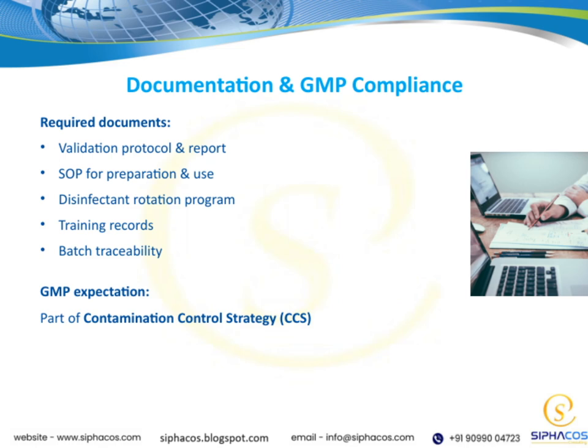Lastly, batch traceability allows us to track each batch through every stage, ensuring accountability and quick identification of issues if they arise. Now, from a GMP perspective, all these documents and practices are not just paperwork. They are part of our broader contamination control strategy, or CCS. They help us maintain a controlled environment and prevent contamination, which is the core of GMP compliance. Remember, documentation isn't just about compliance. It's about creating a reliable, safe process that supports the overall quality of our products.